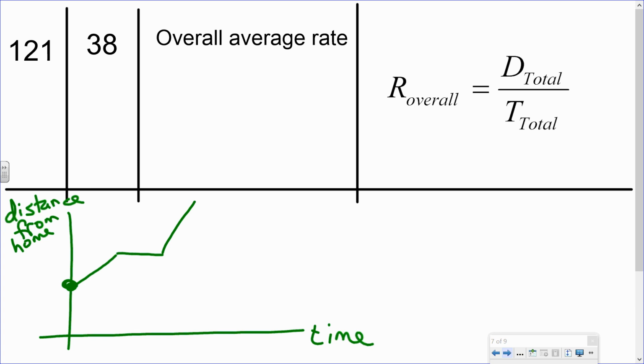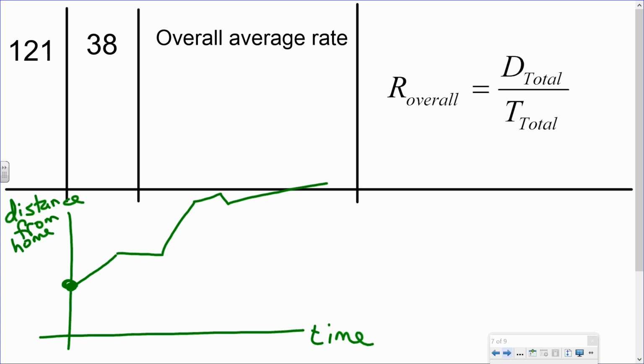Maybe I then hit an accident, and so traffic's barely moving, and then I get to a point where they're actually directing us to turn around, and we have to backtrack for a little bit to get to another road, and then we can start going on our way again. Now, we're not going to be drawing the graphs on these kinds of problems, but you kind of get the idea of what I'm talking about. We've got a trip, and we're going different speeds for different parts of the trip.